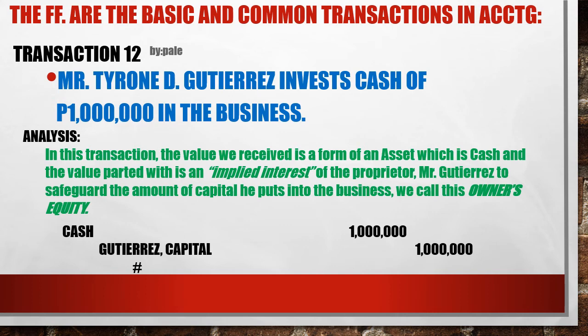So this is an owner's equity transaction. The normal balance of an equity is credit. For you to have a positive credit balance, you would record the transaction following its normal balance of credit. That is Gutierrez capital, 1 million.